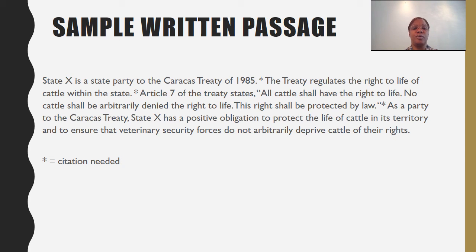Here's a sample written passage. It's completely fictitious, but you can use it as an example of what you might say about a treaty when you get ready to write about it. This is putting your cognitive analysis into a written form. Take a moment, pause this recording, and read through this sample passage.